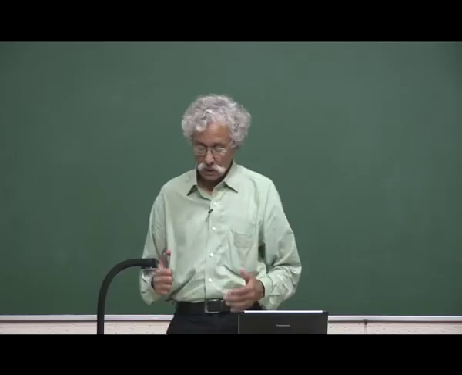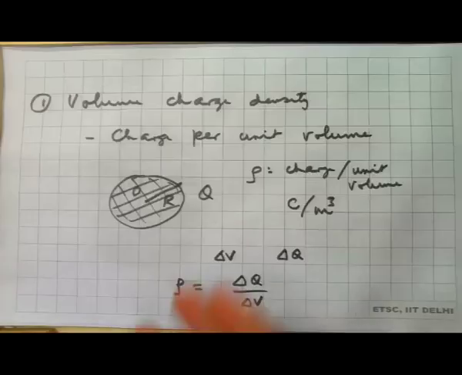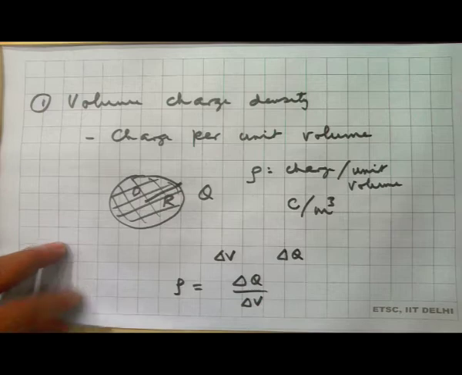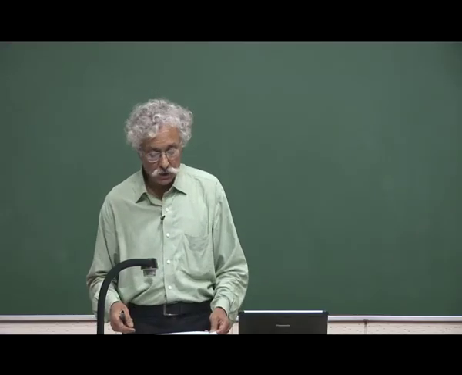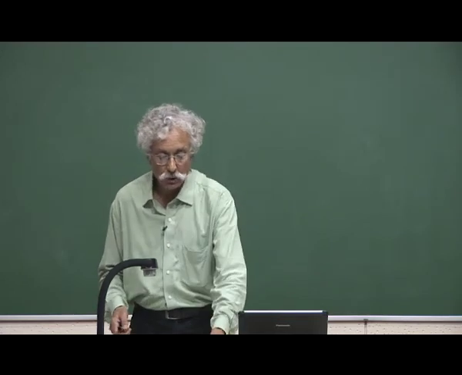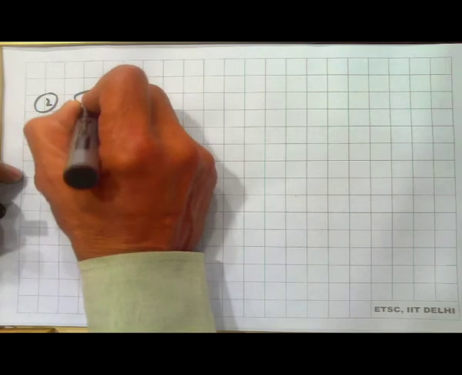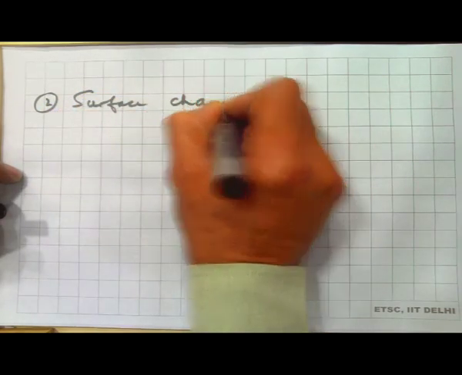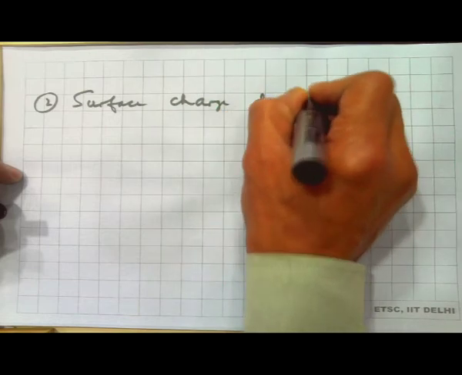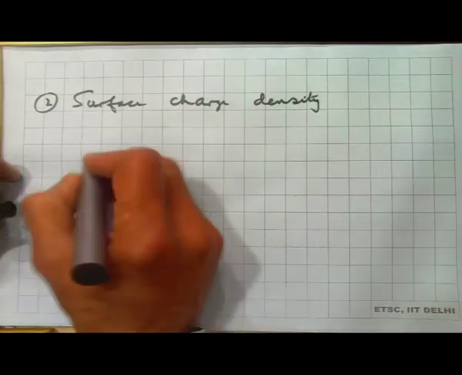So, you have a charge per unit volume. We will later on calculate what is the electric field produced by such a distribution of charges after we discuss certain new concepts in electrostatics. So, that is how we define the volume charge density, which is charge per unit volume. Now, I come to surface charge density. To explain surface charge density, let me take the following situation.